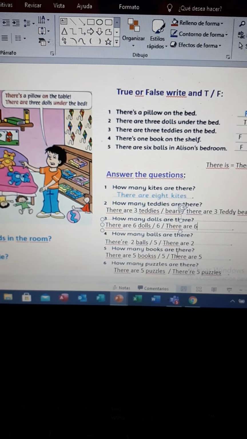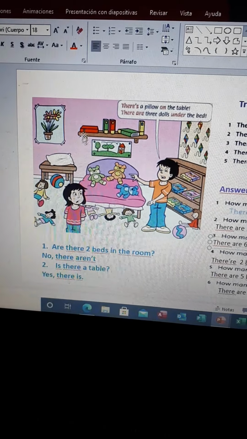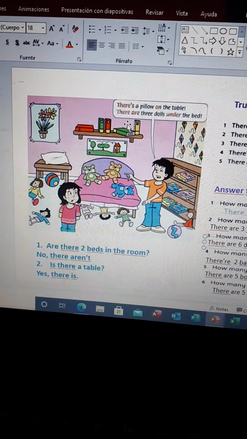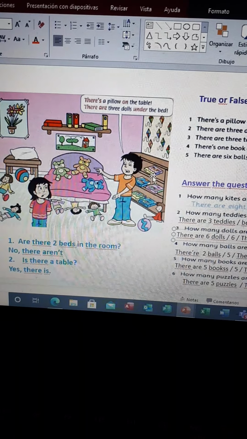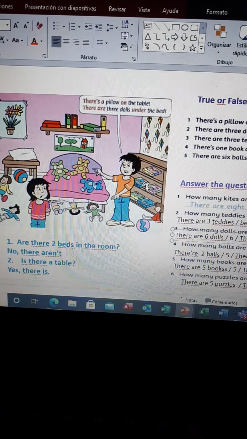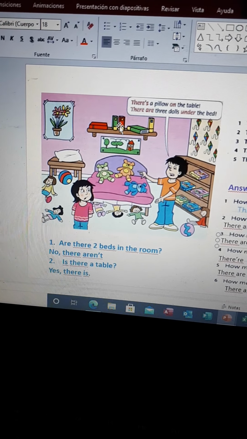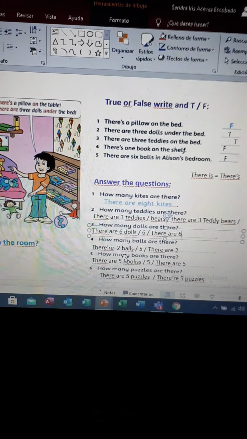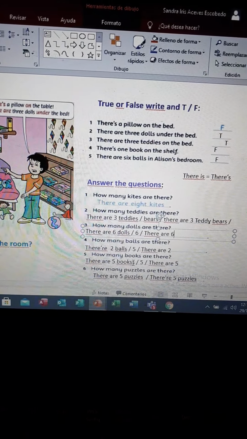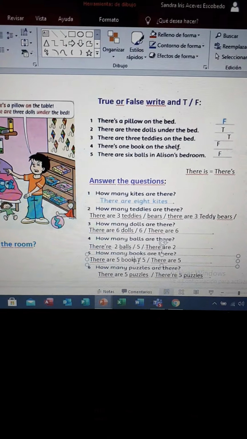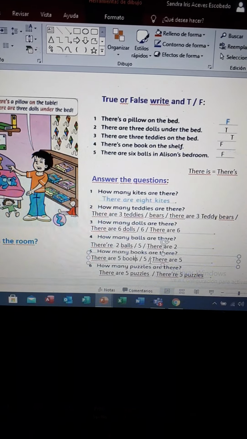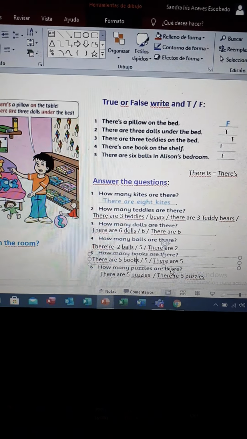How many books are there? Books, well, we can see that we have 1, 2, 3, 4, 5. Just 5 because I don't think these are books. Maybe they are something else. Maybe some puzzles or something else. So we have only 5 books. So there are 5 books, or there are 5. So both answers are correct.